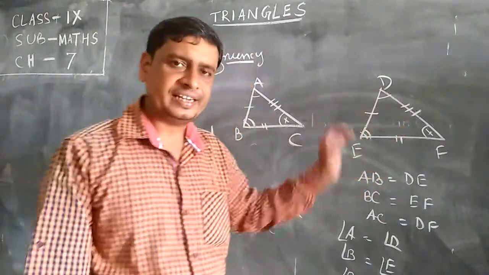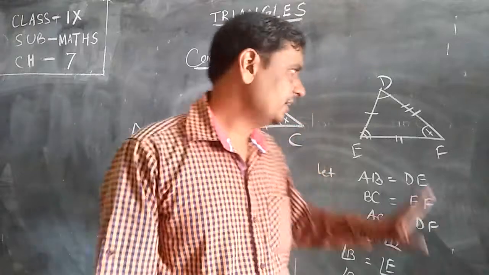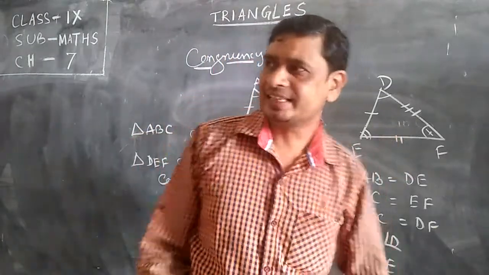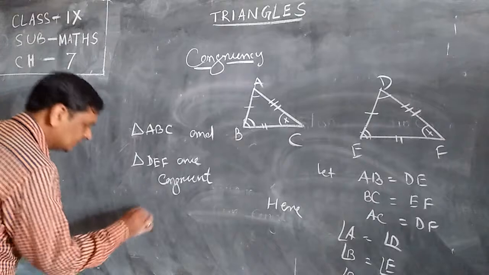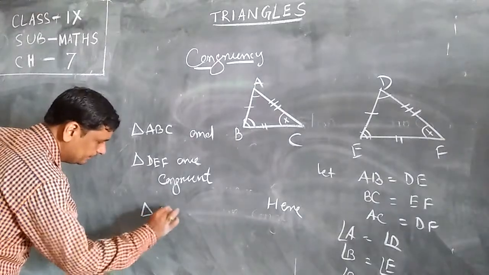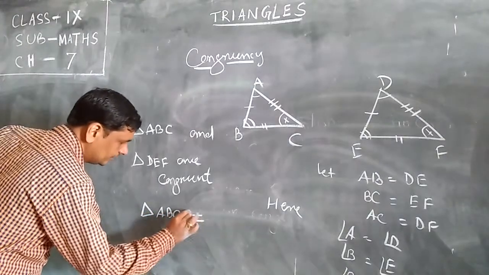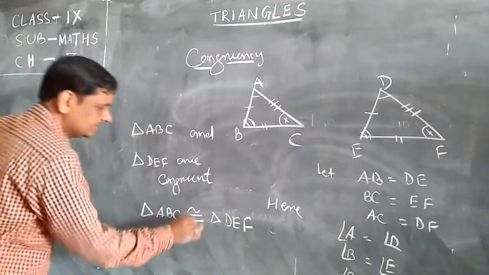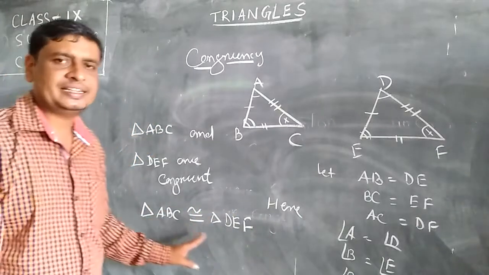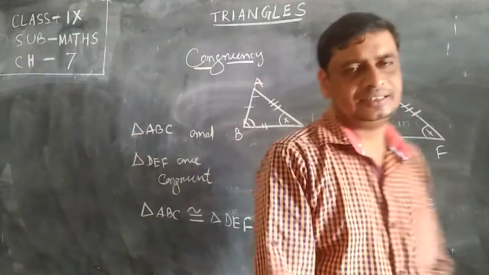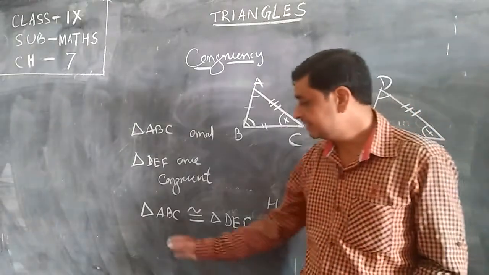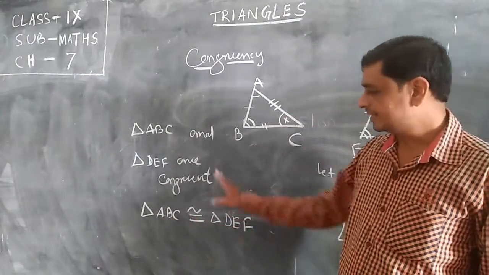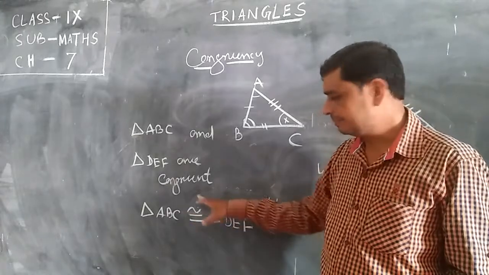Since both the triangles are congruent, we can represent the congruency of these two triangles like triangle ABC congruent with triangle DEF. This symbol represents the congruency of two figures. Here triangle ABC and triangle DEF are congruent. It is represented by this symbol.